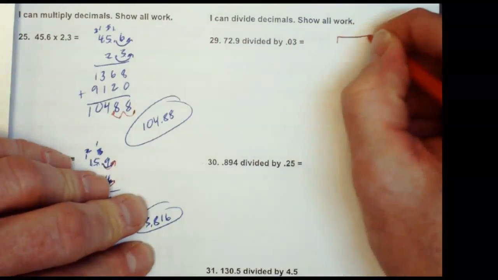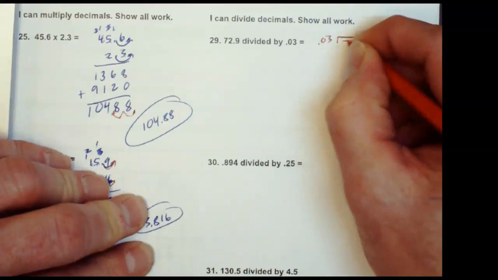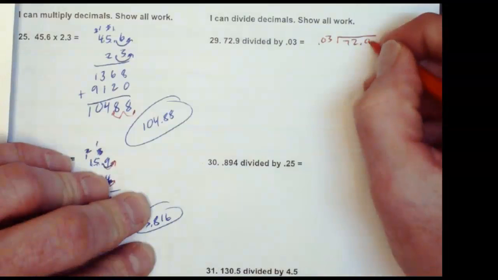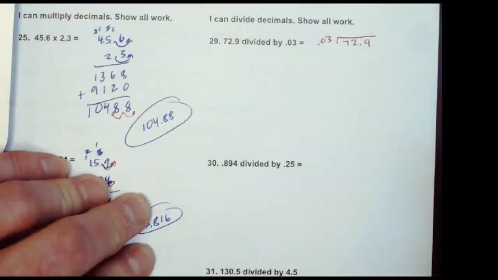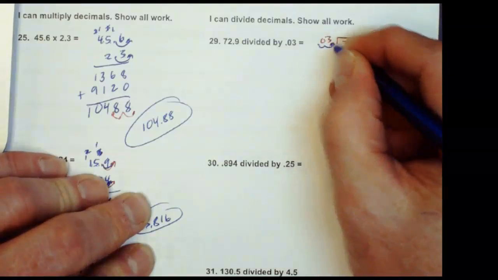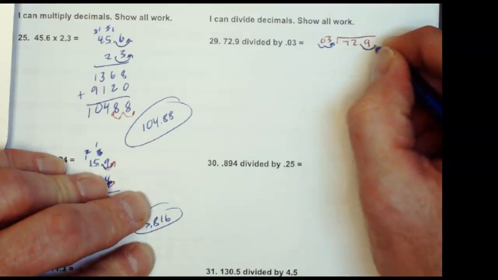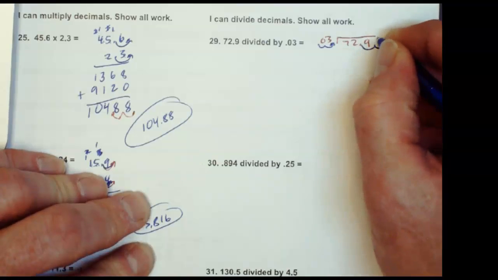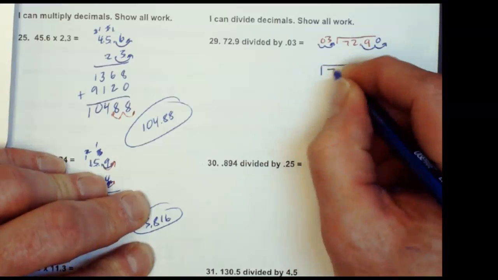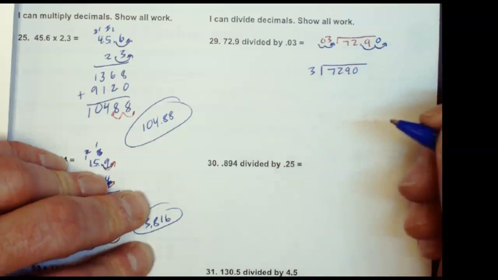So I'm going to set this one up. First of all, this is 0.03, and we're going to divide it by 72.9. Make that line a little longer. We cannot have a decimal in this divisor, so I'm going to move it 2 places, which means I'm really multiplying by 100. So I have to do the same thing here. And when I move it, I need to add that placeholder. So really, I've got this new problem here, which is 7,290 divided by just 3.